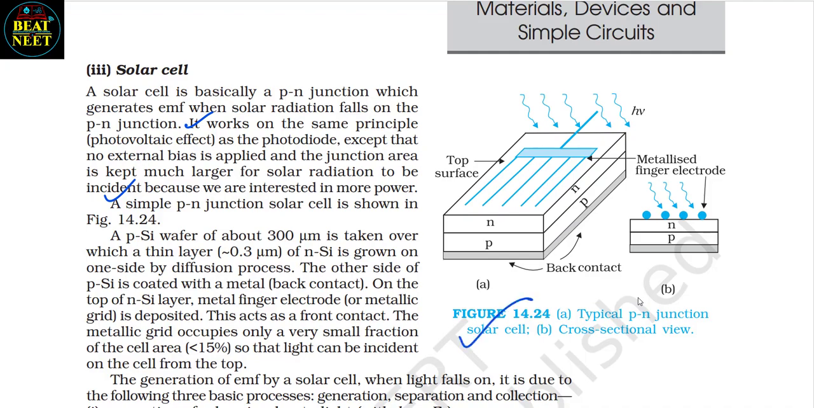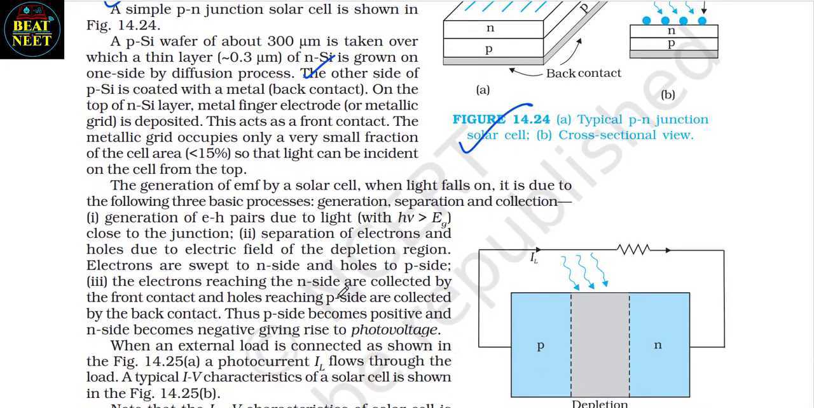Here you can see a p-Si wafer of about 300 micrometer is taken, over which a thin layer of approximately 0.3 micrometer of n-Si is grown on one side by diffusion process. The other side of p-Si is coated with a metal back contact. On the top of n-Si layer, metal finger electrode or metallic grid is deposited. This acts as a front contact. The metallic grid occupies only a very small fraction of the cell area, that is less than 15%, so that light can be incident on the cell from the top.